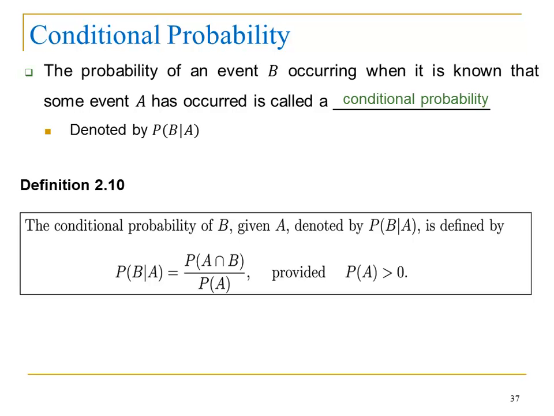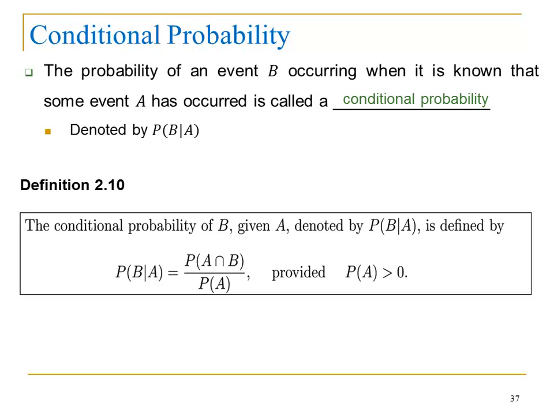So if we know the probability of an event, we want to know what will be the effect of that event on this new event. Here we are calling it event B, occurring when we know that some event A has occurred. Okay, so that's why we call it conditional, because we know something already happened. So based on that fact, what is the probability that this other event will happen?